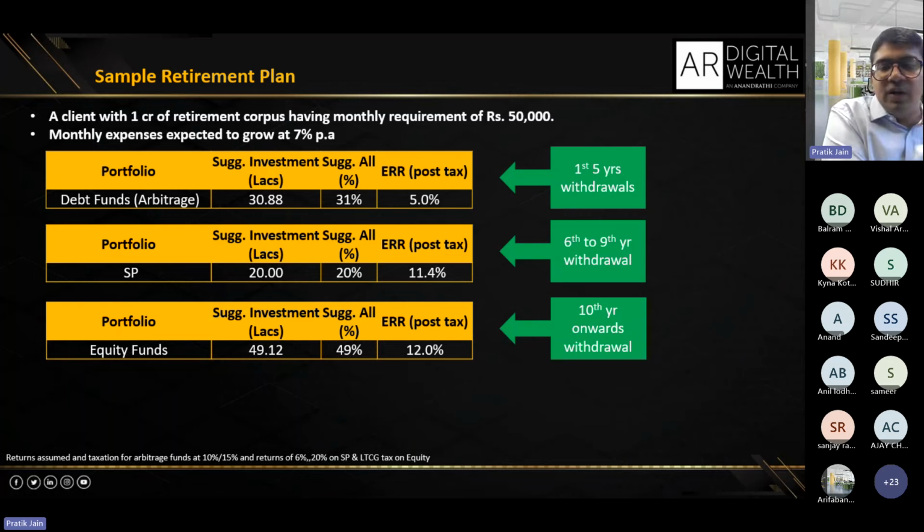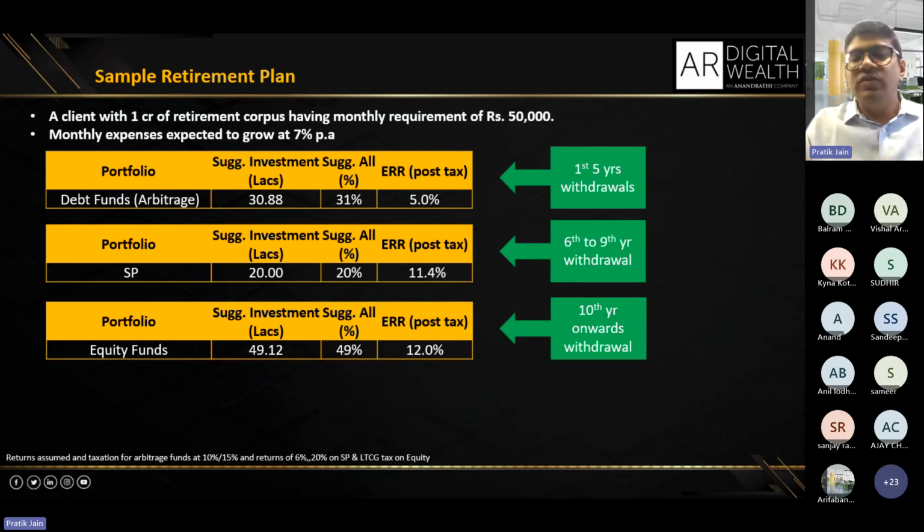तो 1 करोड़ का कॉर्पस है, 50,000 का मंथली रिक्वायरमेंट है, मंथली रिक्वायरमेंट is growing at 7%. So what are we suggesting him? We are suggesting him 3 things. That you invest in debt funds, which is the arbitrage funds, which I covered in the session last week. The arbitrage funds, structured product and equity funds. Now there is a suggestion. The amount is there कि कितना आज अगर 1 करोड़ दे रहा है मुझे क्लाइंट तो कहाँ इन्वेस्ट होगा. तो पहले 30,88,000 is getting invested in the arbitrage fund, right?